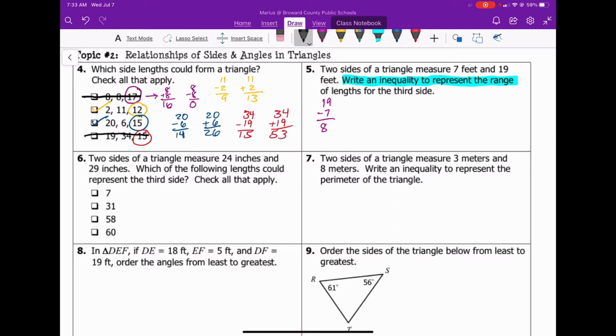No, that's not 8. What am I talking about? 12, excuse me. 12. And then we're going to add them. That is going to make 26. So our inequality that they're looking for, x is going to represent the third side, right? So we're going to say x is going to represent the third side.